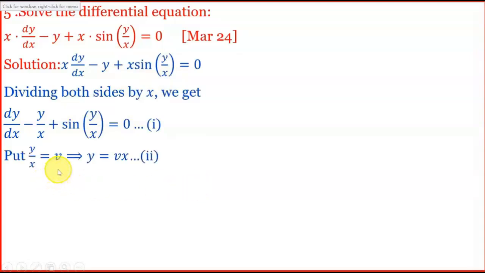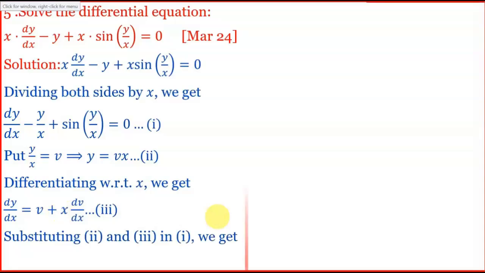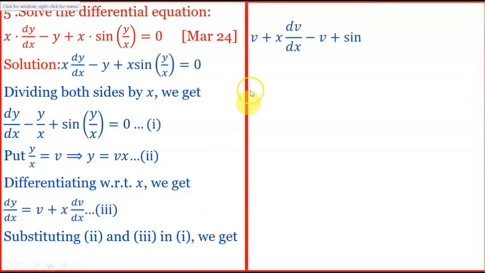Put y upon x is equal to v. Therefore, y is equal to vx. Differentiating with respect to x, we get dy by dx is equal to the derivative of vx, that is x is 1 and the derivative of v is dv by dx. Therefore, dy by dx is equal to v plus x into dv by dx. Now, substituting these values, you will have v plus x into dv by dx minus v plus sine of v is equal to 0. Plus v minus v get cancelled. x into dv by dx is equal to minus sine v.